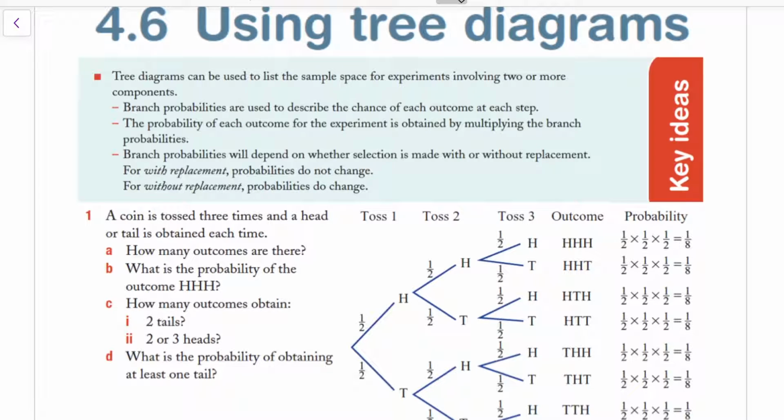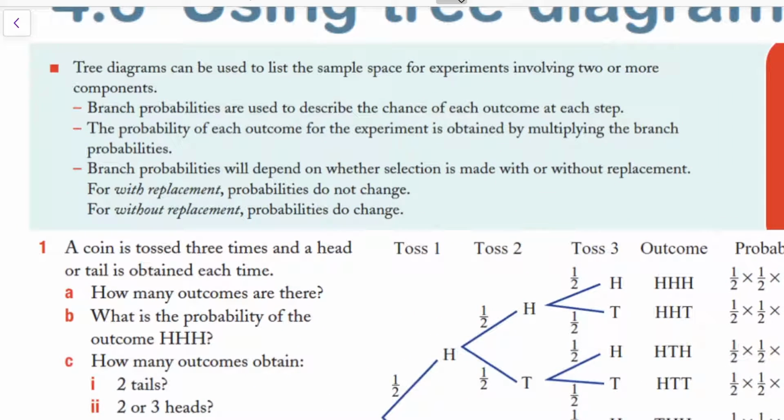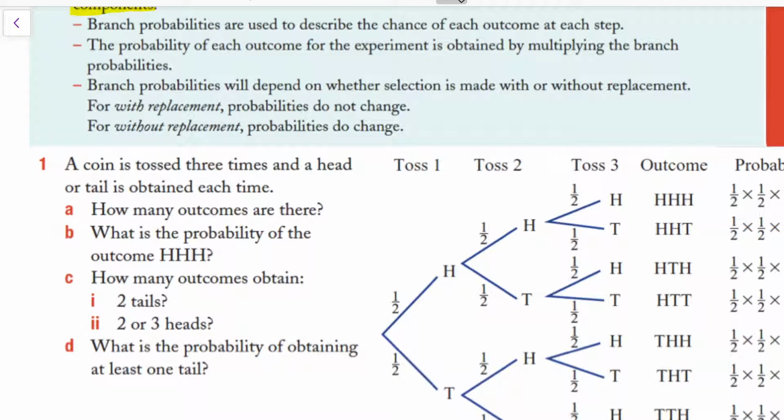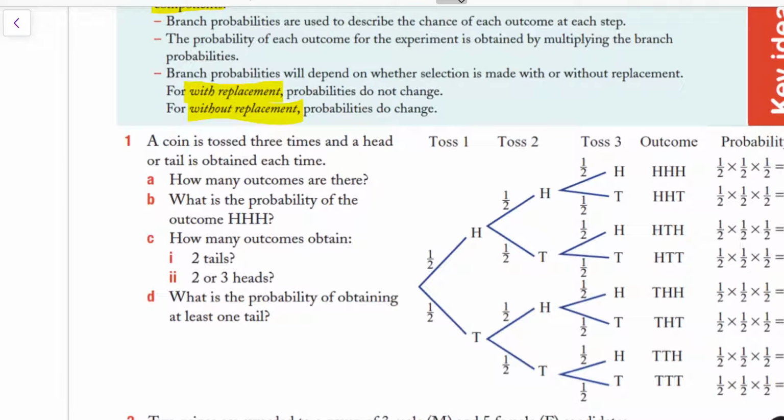So with the tree diagram, it's showing us our sample space involving two or more components. We produce each step with branches, and we talk about with replacement and without replacement, and I'll talk a little bit more about that as we go through.